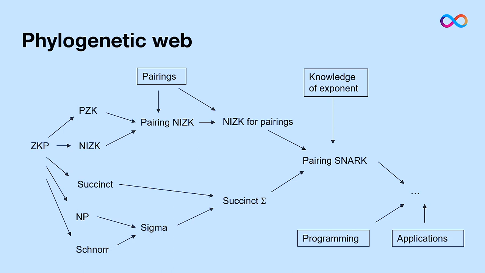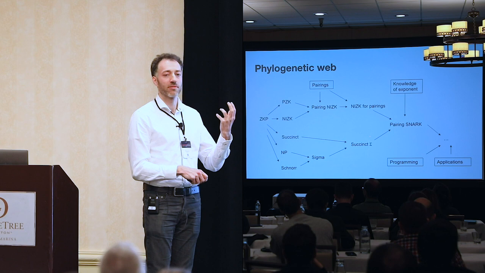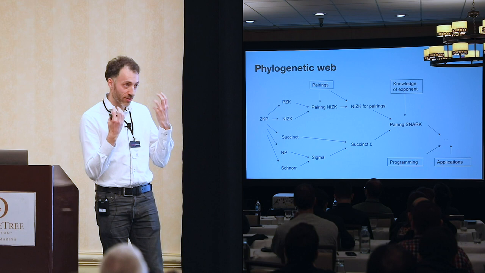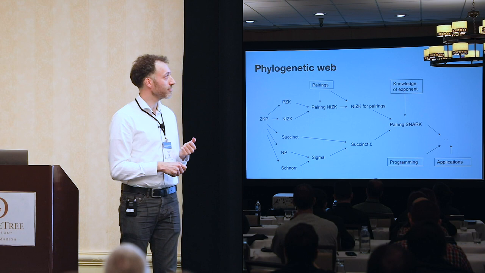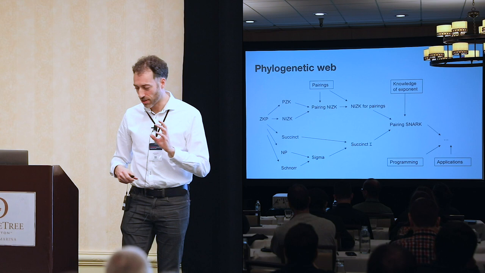And then, of course, there was all this work on discrete log-based proofs where we got succinct sigma protocols. That was actually an inspiration in this work on getting pairing-based SNARKs, putting together pairing-based non-interactive zero-knowledge with this succinctness, playing those two ideas together. Now you get pairing-based SNARKs. And there you had to introduce a new ingredient, namely the knowledge of exponent assumption.